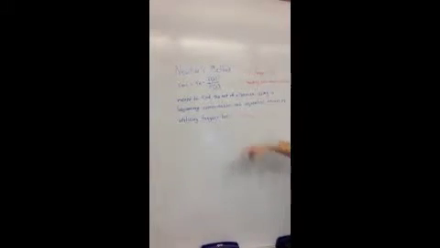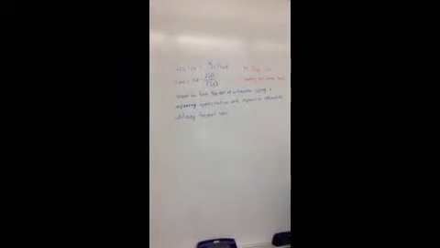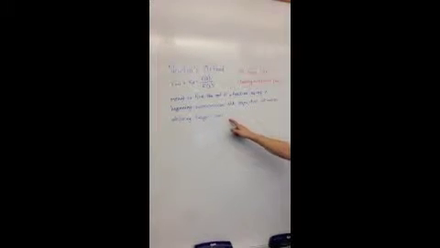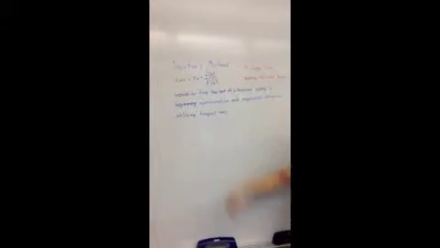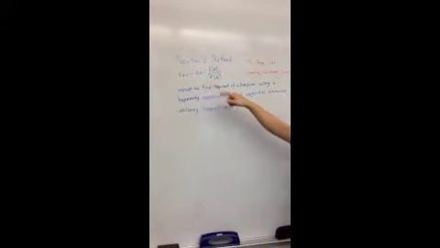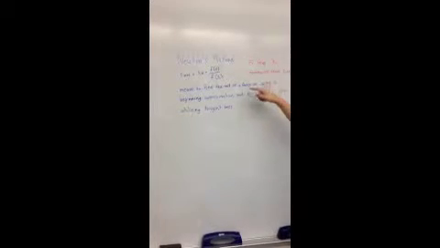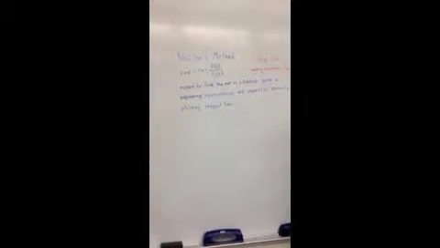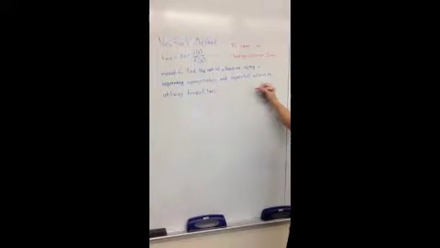Alright, so Newton's method, as stated here, is meant to find the root of a function using the beginning approximation and a sequential estimation utilizing tangent lines. And the equation is up here, and it basically is x_{n+1} equals x_n minus f of x over the derivative of f of x.